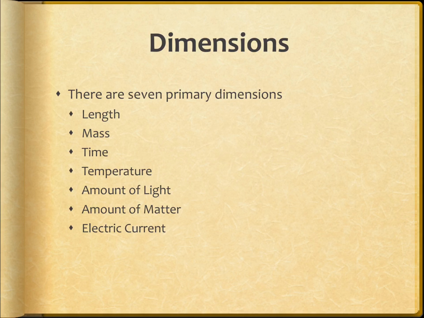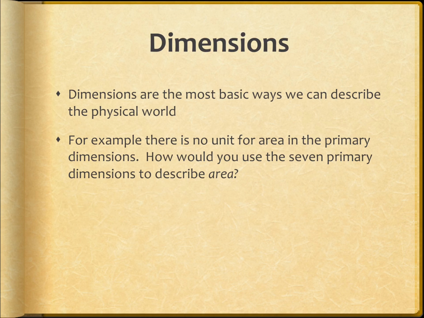So first off, let's talk about dimensions. There are 7 primary dimensions: length, mass, time, temperature, amount of light, amount of matter, and electric current. For the purposes of this class and this lecture series, we're only going to talk about the first 4, which are pretty basic. We all know what length is. Mass is on Earth equivalent to weight. Time, of course, is just time elapsed, and then temperature, of course, is how much heat is contained within a substance.